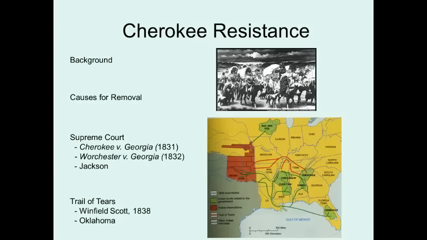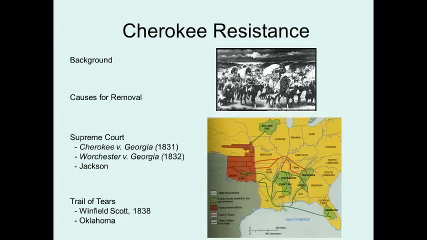There is going to be resistance to this removal, however, specifically from the Cherokee. The Cherokee lived in Georgia, and they had accommodated themselves to the American way of life. The Cherokee had democracy. The Cherokee, by this point, have adopted Christianity. The Cherokee owned individual property. The Cherokee even owned slaves. So for all intents and purposes, the Cherokee have assimilated into American society. They've accommodated themselves to the American way of life.